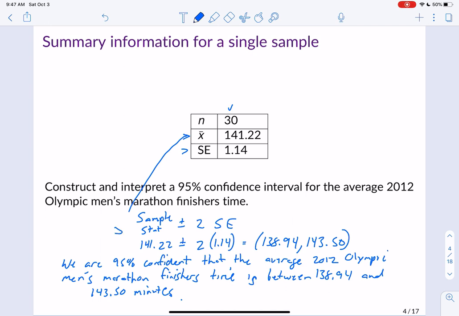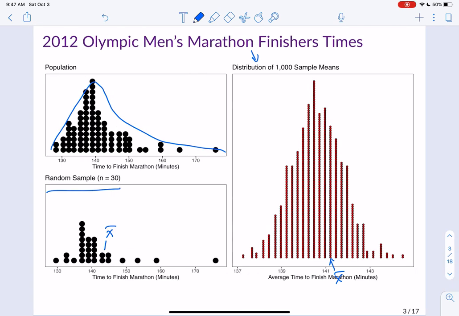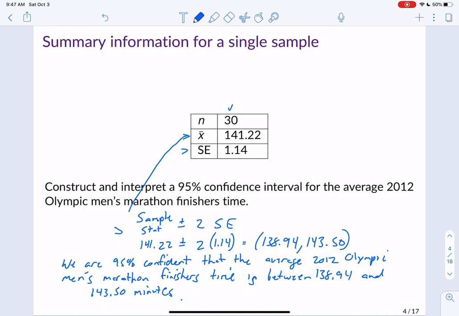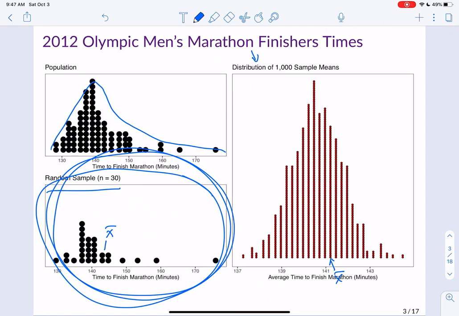Now, this could be information that we would have gotten from this sample right here. So this sample mean would have been 141.22, and then we would have had that standard error. Now, you may be asking yourself, where does this standard error come from? How do we get that standard error? Well, we could get it from the sampling distribution. The standard error is the standard deviation of the sampling distribution.